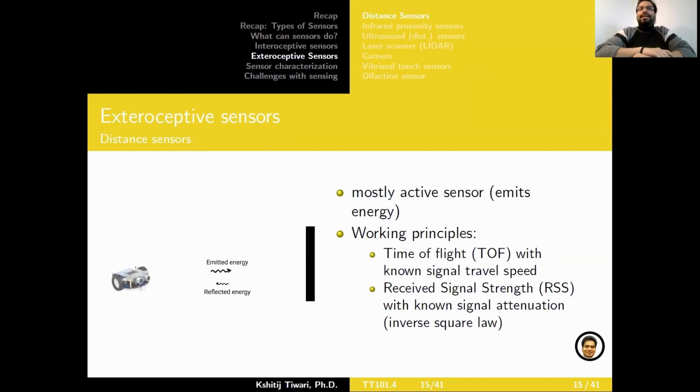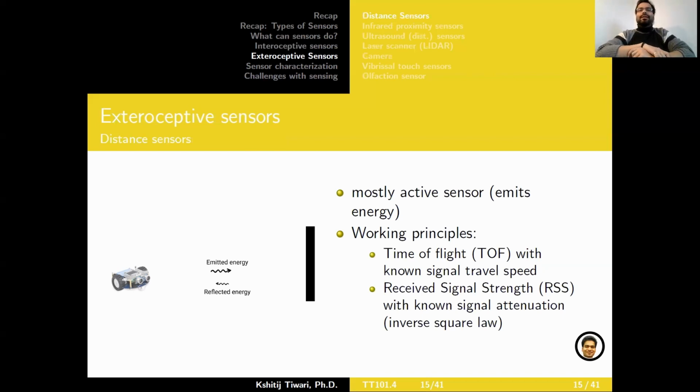Okay, now with interoceptive sensors out of the way, you have an understanding of what's happening on the robot. So you have position and orientation measurements taken care of. Now we start looking into exteroceptive sensors, which give you some insights into the environment around you. We're going to be looking at both passive and active exteroceptive sensors, and most of them have a similar working principle. They are trying to estimate distance for you to some extent.